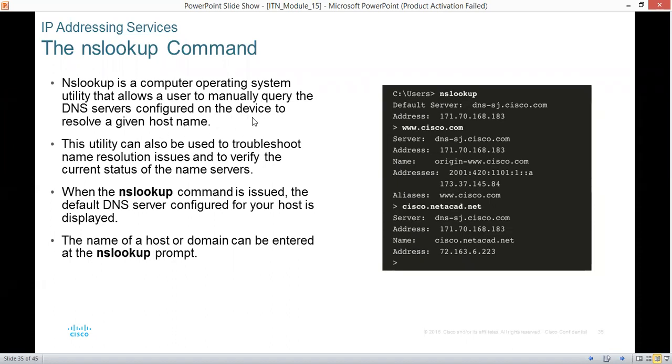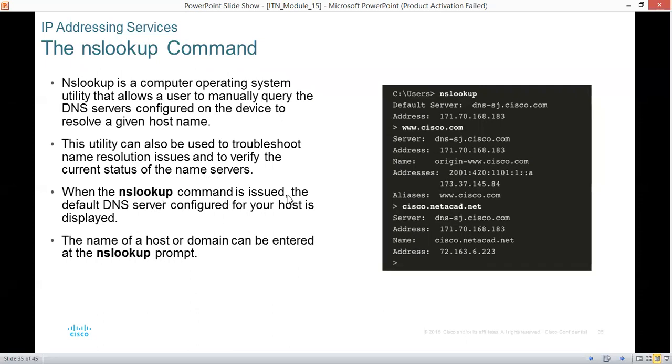So you can use NSLOOKUP to actually carry out the query. From here, you can see it even from the system. If you type NSLOOKUP, it will display it, because all you're trying to do is to query and ask, what you have as the IP address, what is the name? It brings out the numeric address and also gives you the name because you have actually carried out a query. So the utility can also be used to troubleshoot name resolution issues and to verify the current status of the name service.